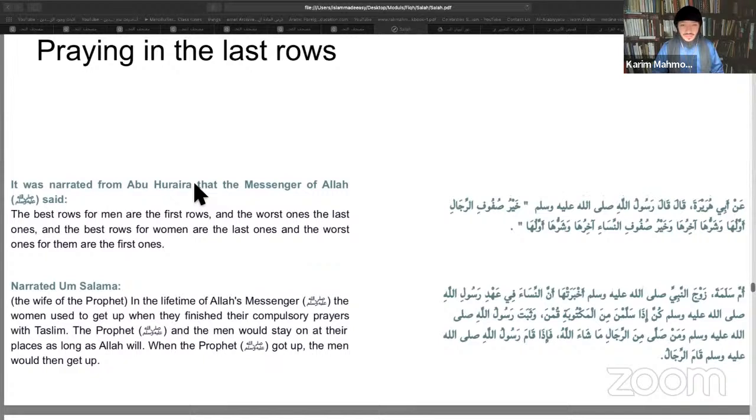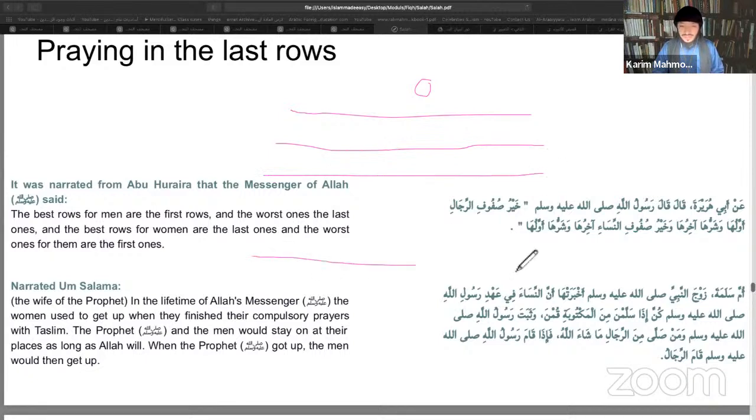Praying in the last rows. The Prophet ﷺ told us that the best of rows are the first rows. The best rows for men are the first rows. And let's consider these are the rows for women.